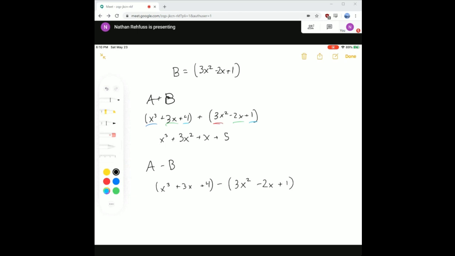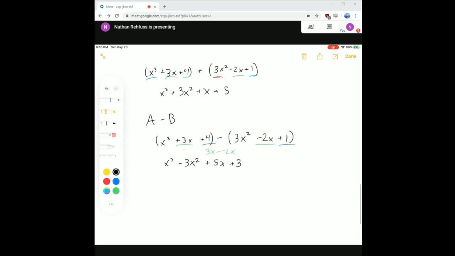I could go term by term, and say the x cubed doesn't have any friends, the minus 3x squared doesn't have any friends. Next, we have 3x minus a negative 2x. That gets us 5x. And finally, we have a 4 minus 1, and that gets us 3. So that's one way to solve the problem.